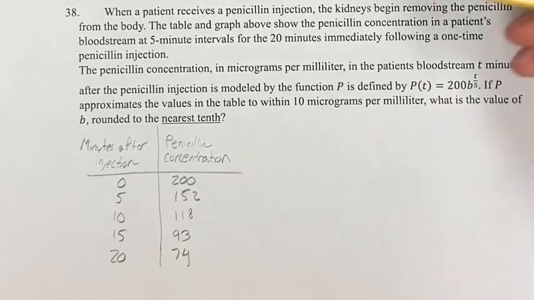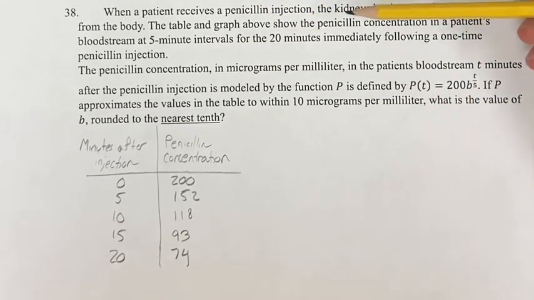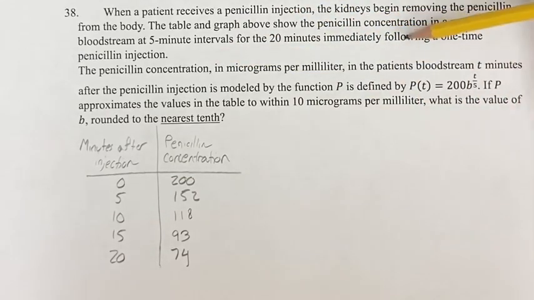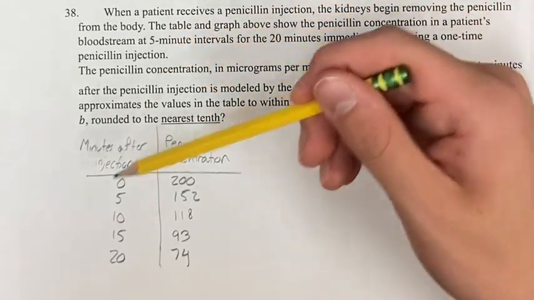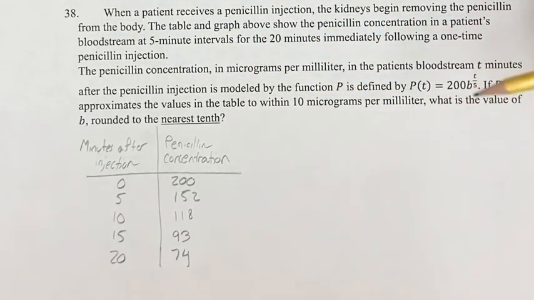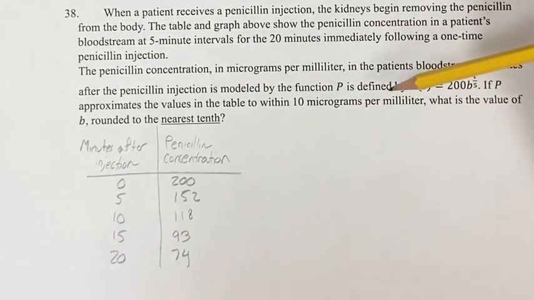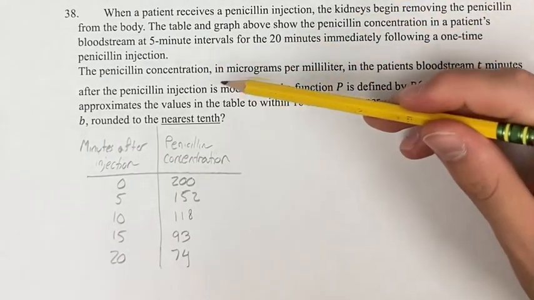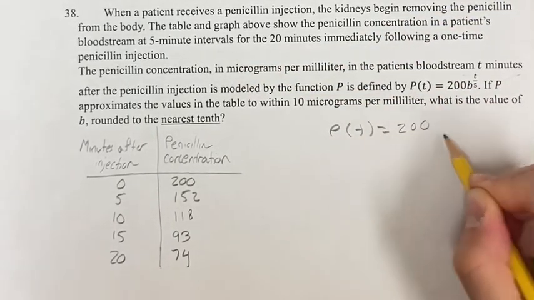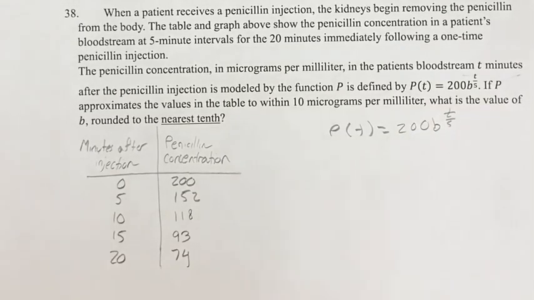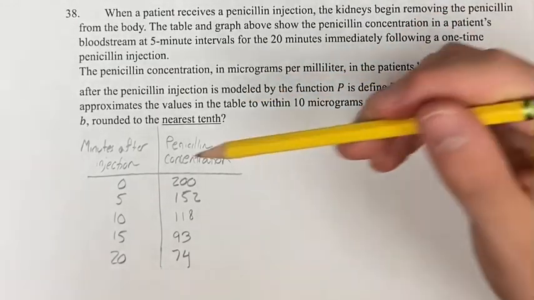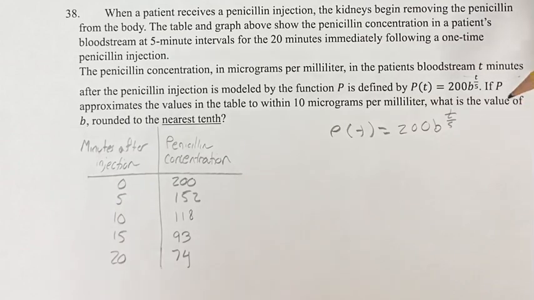In this problem, we're told when a patient receives a penicillin injection, the kidneys begin removing the penicillin from the body. We have a table and graph that show the penicillin concentration in the patient's bloodstream at 5-minute intervals for the 20 minutes immediately following a one-time penicillin injection. We're told that the concentration in micrograms per milliliter in the patient's bloodstream at t minutes after the injection is modeled by the function p, where p of t is equal to 200 times b to the t over 5. We're asked if p approximates the values in the table within 10 micrograms per milliliter, what is the value of b rounded to the nearest tenth?